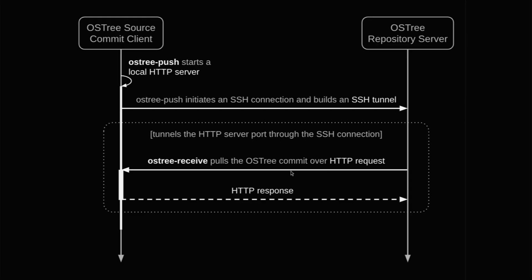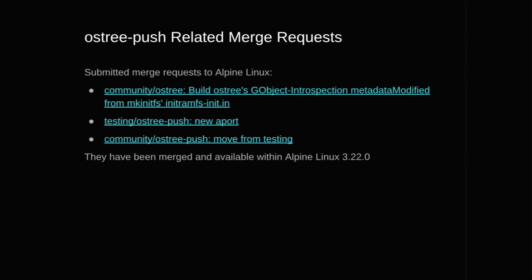So here's the HTTP communication, HTTP request, HTTP response. After that, they synchronize their OSTree repository between the OSTree source commit client and the OSTree repository server. And after synchronization, the client stops the local HTTP server, of course. To make OSTree push work on Alpine Linux, I submitted merge requests to Alpine. And here are the requests. They have all been merged and are available within Alpine Linux right now.